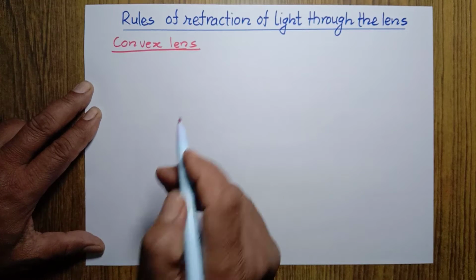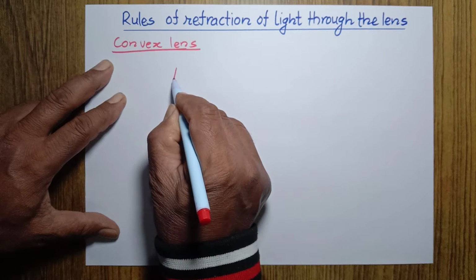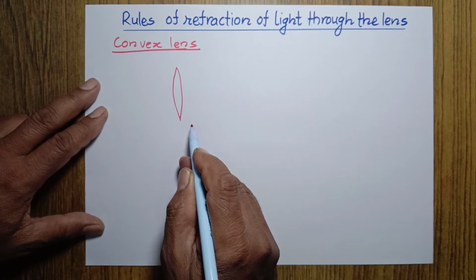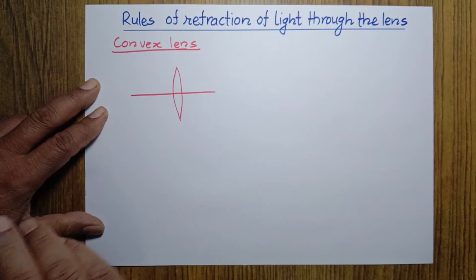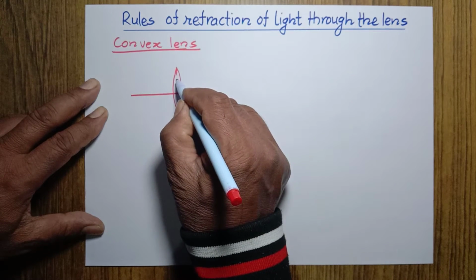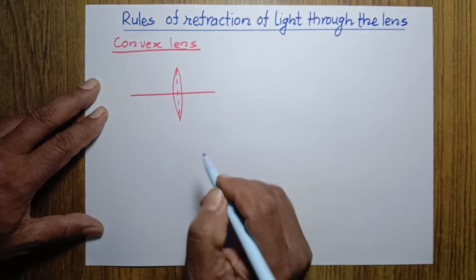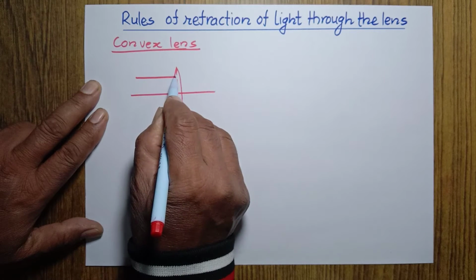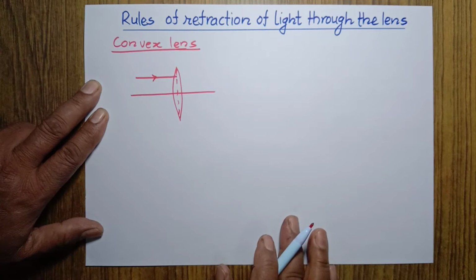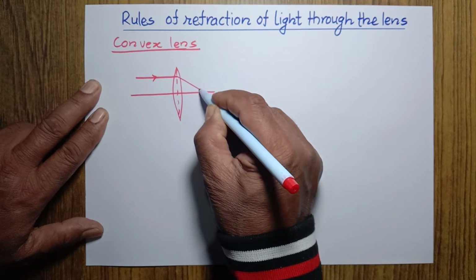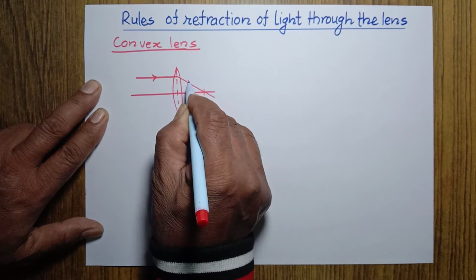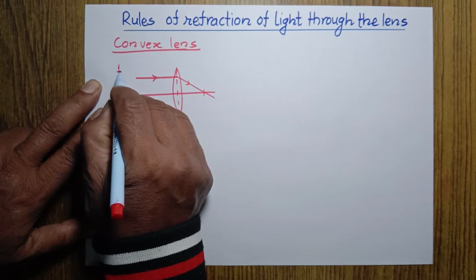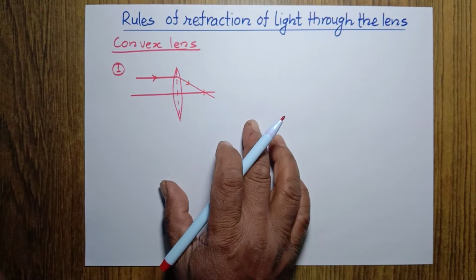Let's talk about convex lens. This is a convex lens, and this is, let's say, the principal axis, and this is a bisector line which bisects the lens into two equal halves. Now if a ray of light comes parallel to the principal axis, then it passes through a point called focus of the principal axis after refraction. Yes, this is one rule. This is a rule for convex lens.